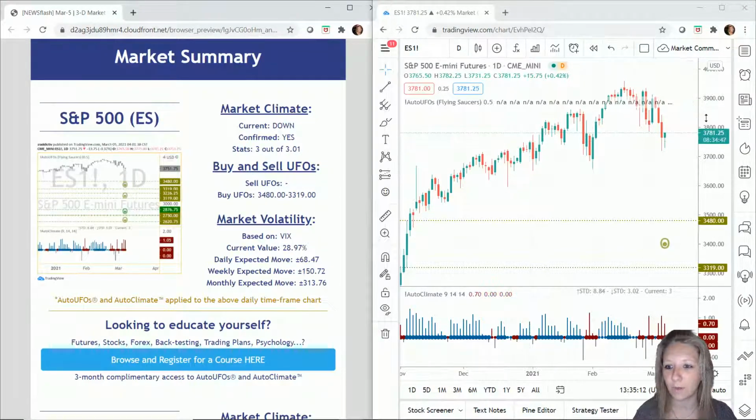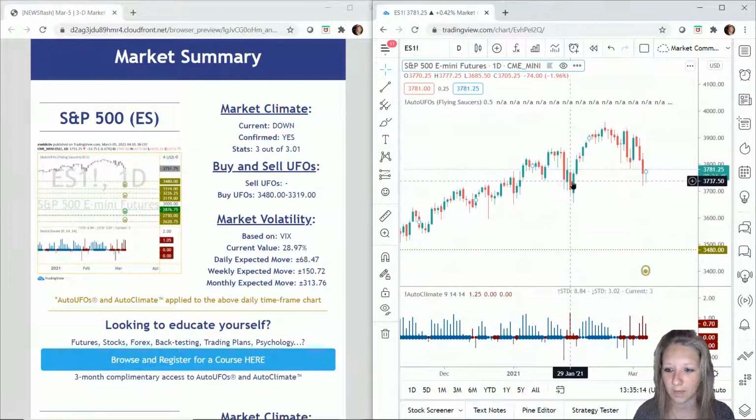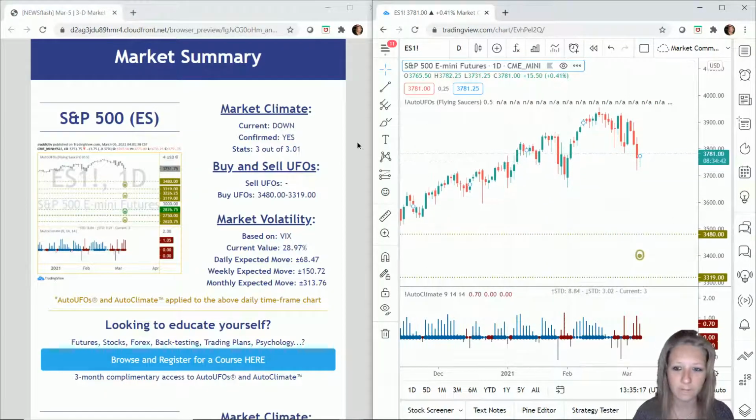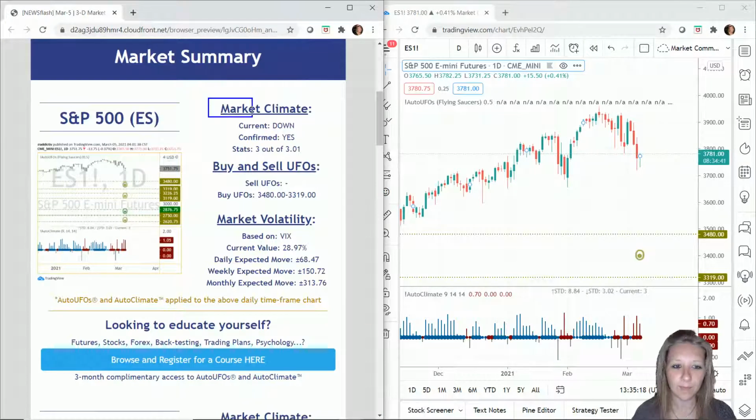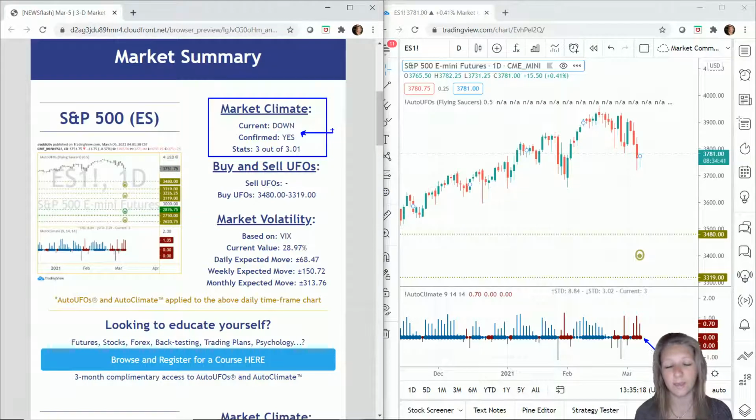I'm just going to move our price down a little bit there so we can see it all nice and neatly. Okay, right, so we see that we have a current downward climate that is confirmed. Now, we have a thick red dot here on our AutoClimate. So we have a confirmed downwards climate. That's what that means. Thick red dot means confirmed downwards climate, probability to the downside. A thick blue dot would mean a confirmed upwards climate, probability to the upside, or a thin dot of either colour would mean no probabilities either way, kind of leave it alone. In this case, we have a thick red dot, confirmed probabilities to the downside.